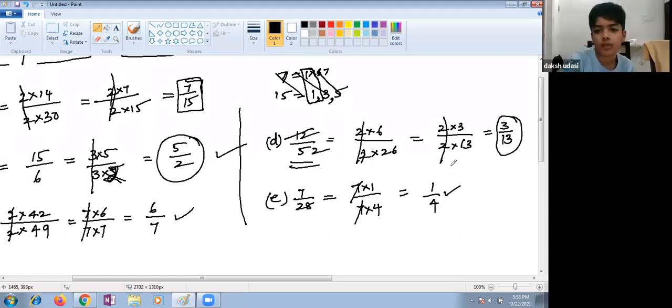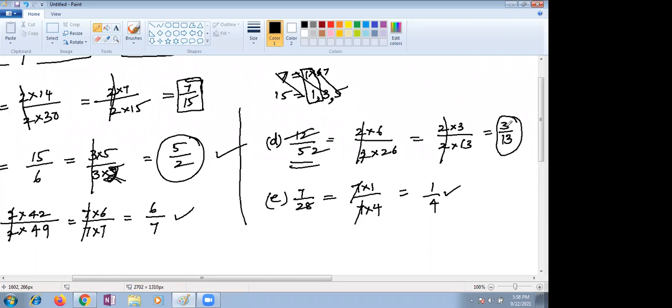Yes, this is the way we can reduce a fraction into its simplest form or lowest form, children. Hope it is clear, children. Any doubt in this? No, ma'am. Can I give some small match the following concept? Yes, ma'am.